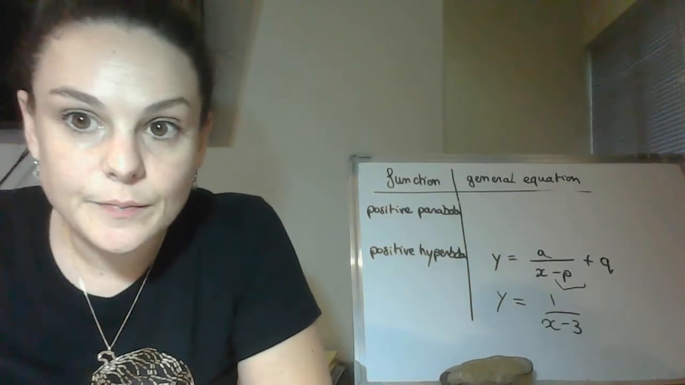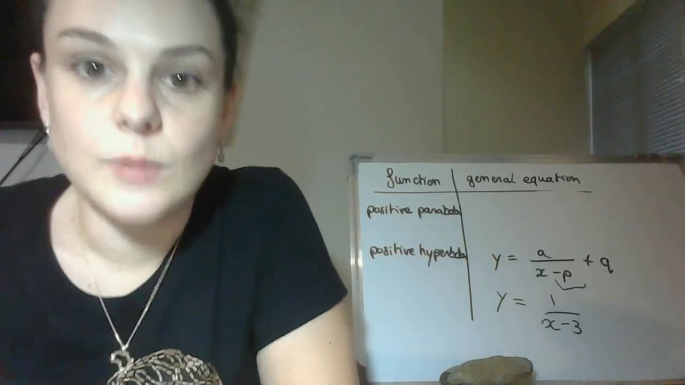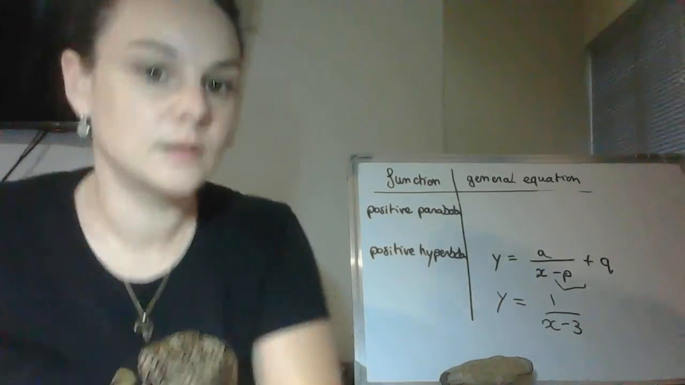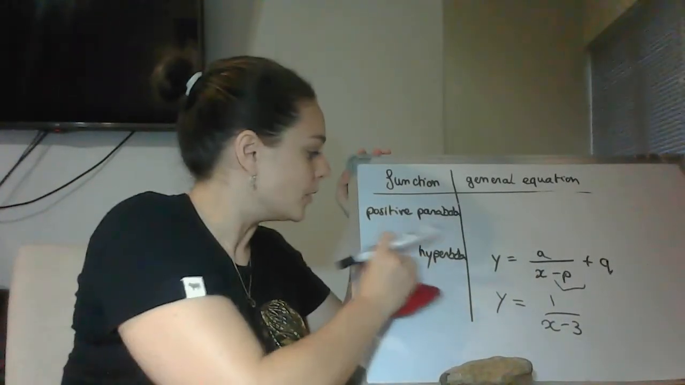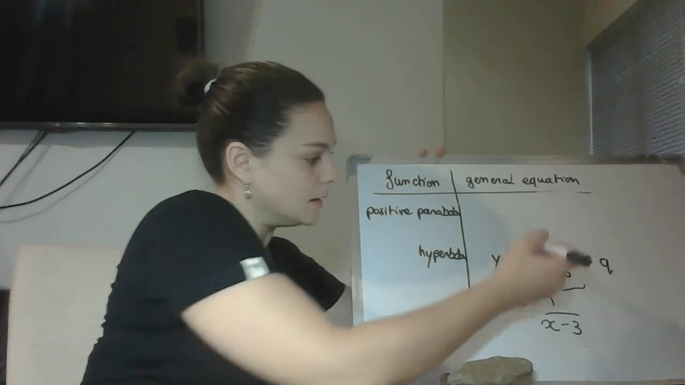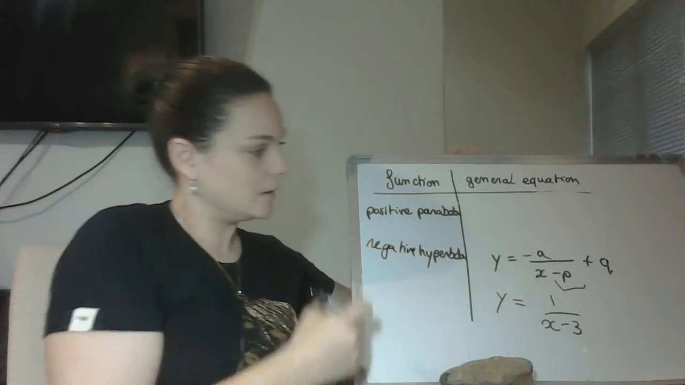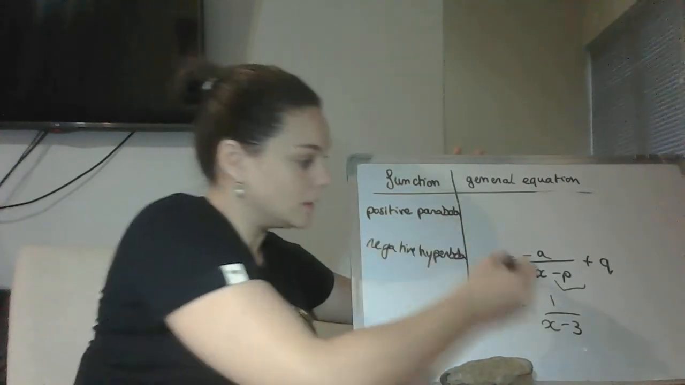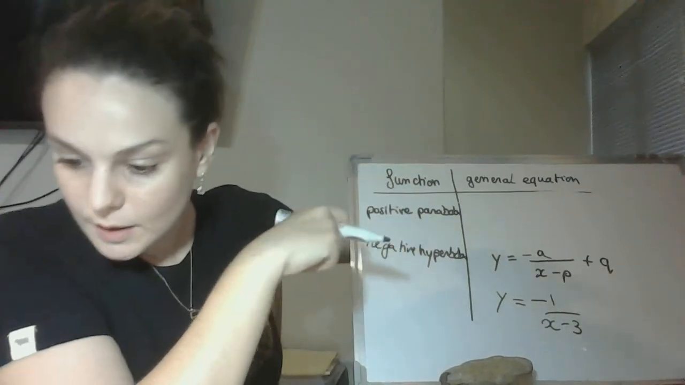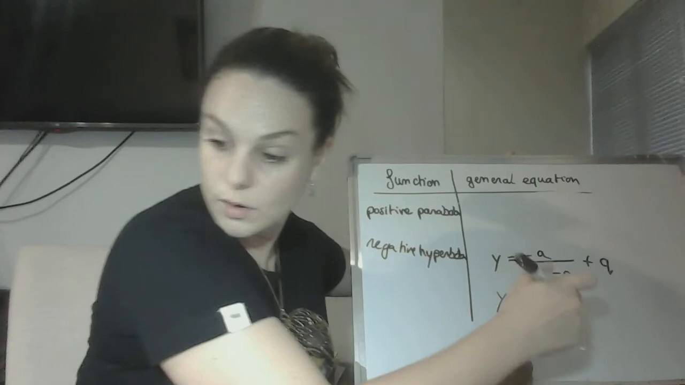Last example, number 4. We start with a hyperbola as well, but this one is a minus 1 over x. So this one is a negative hyperbola. So we have a minus a. It's a negative hyperbola, so that's a minus 1. And the equation of example 4 is minus 1 over x minus 2, plus 3.